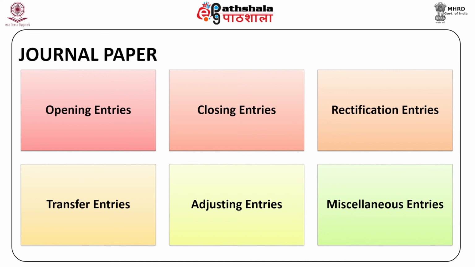Number 4, the transfer entries. These entries are required in order to transfer from one account to another account. Then number 5, adjusting entries. These are usually passed at the end of the year for adjustment of outstanding items, prepaid items, interest on capital, depreciation, etc. Then number 6, miscellaneous entries.